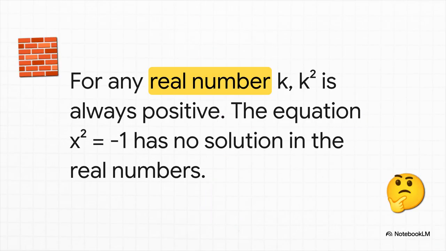And here's why. You take any real number you can think of, positive or negative, and when you square it, you always get a positive result, right? So something like x squared plus 1 equals 0 just seems completely unsolvable. And for centuries, that's exactly what it was, a total mathematical dead end.